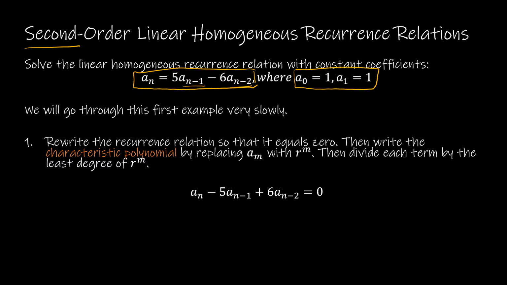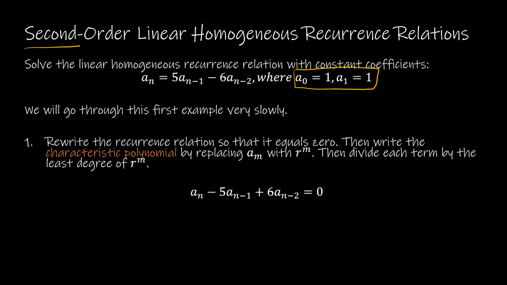The very first step is we need to write this as a characteristic polynomial. But there are a few steps involved in that. So what I'm going to do first is take my initial recurrence relation and set it equal to 0, which means I need all of the terms on the same side. So notice I've subtracted 5a sub n minus 1 from each side, and I've added 6a sub n minus 2 to each side so that I have everything equal to 0. That's the very first step: get all of the terms on the same side, set equal to 0.